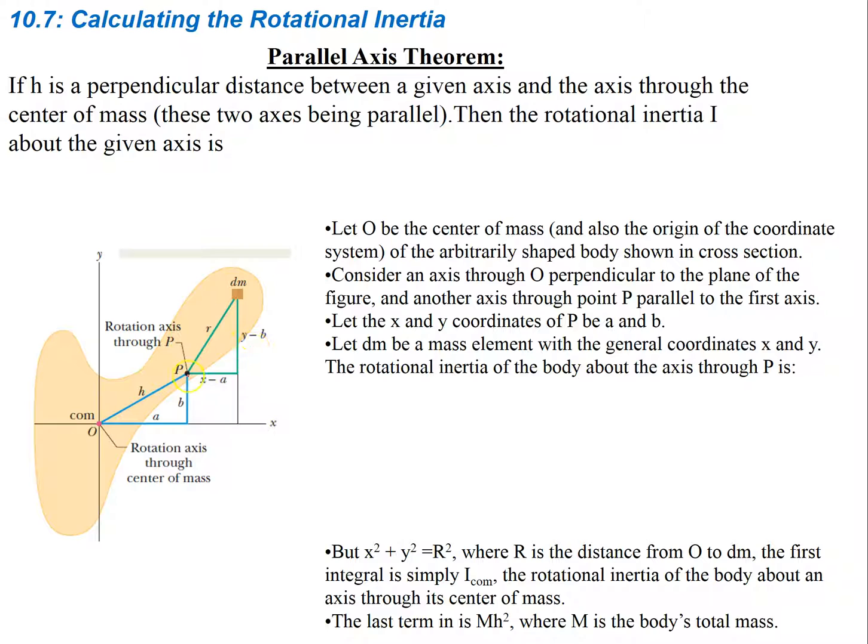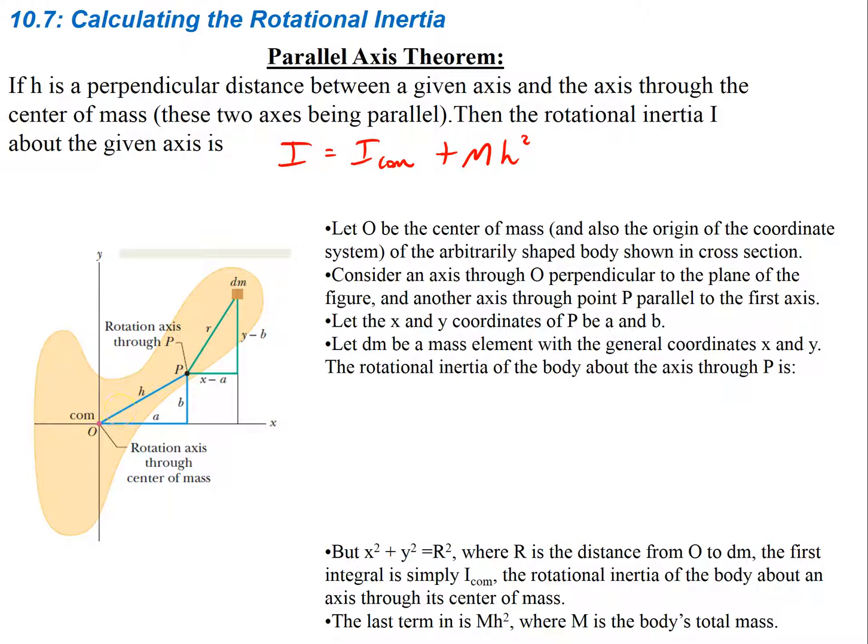So if we're essentially trying to find the moment of inertia of an object, and we're trying to find it not at the center of mass, we're essentially trying to find it along an axis that's parallel, but some distance away from the center of mass. Okay, so then the moment of inertia can be given simply by this equation. If we knew the moment of inertia at the center of mass, we simply add the total mass times h squared, where h is the distance between the two axes.